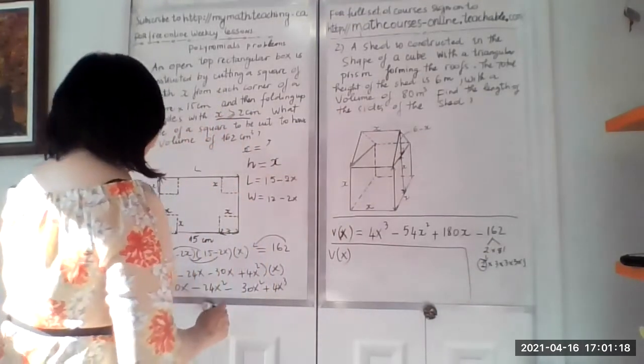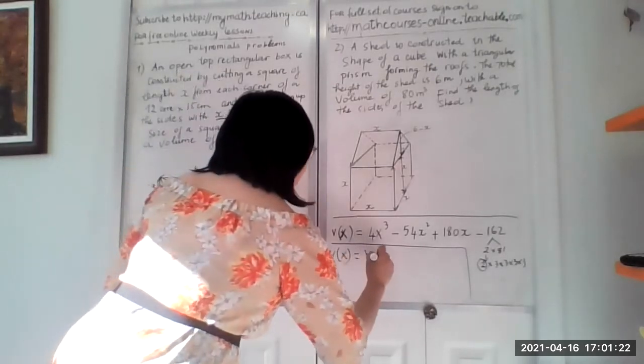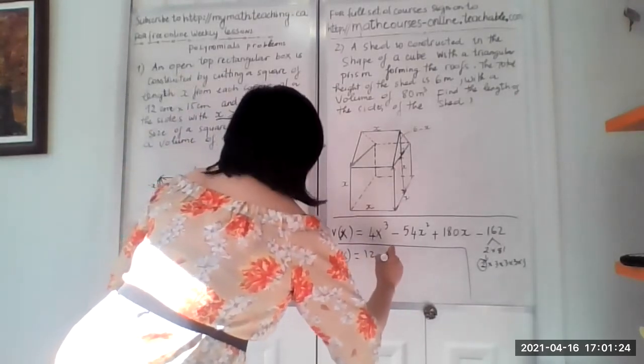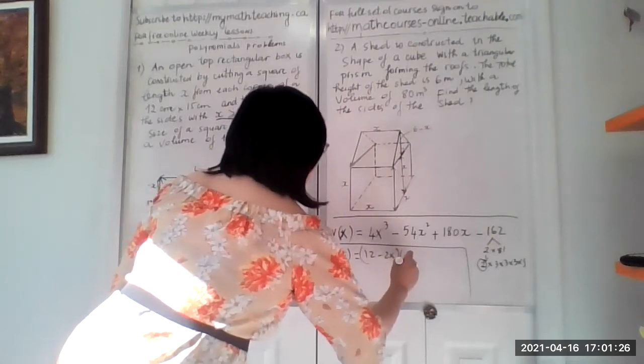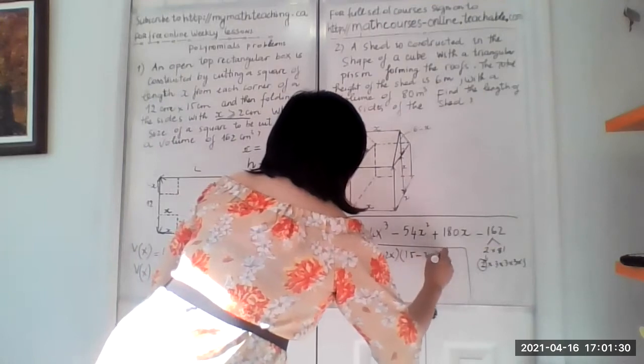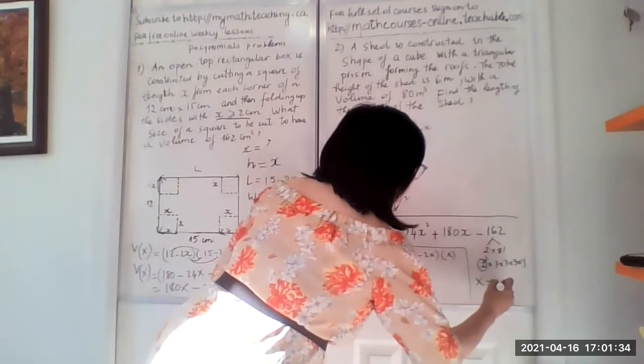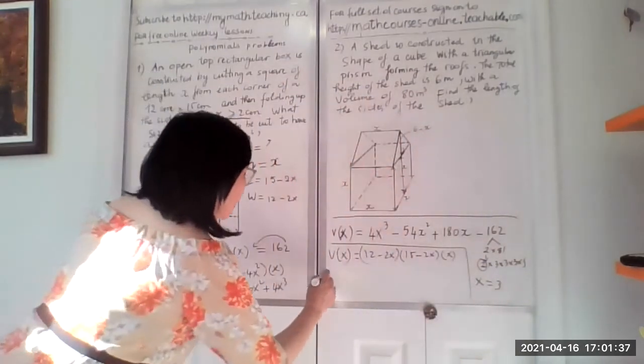It's not just the way it is, right? We just cheat here so that we can make the math easier. 12 minus 2x, 15 minus 2x, times x. Let's say we make x equal 3 and see what happens.